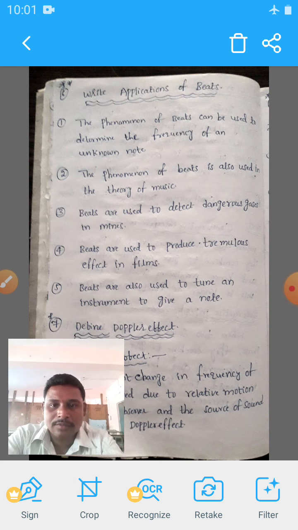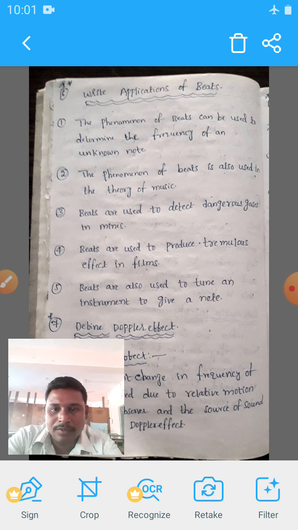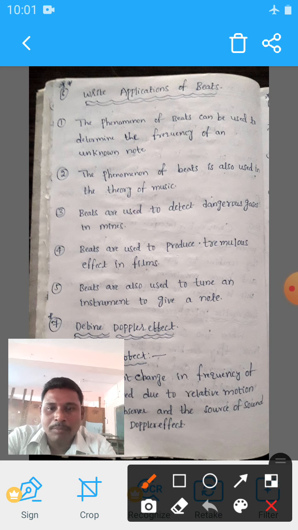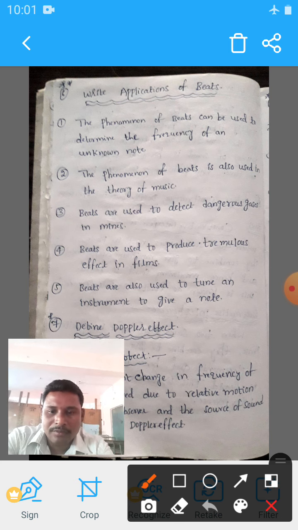The first one is that the phenomenon of beats can be used to determine the frequency of an unknown note. What is the meaning of that? Using the beats phenomenon, we can find the frequency of an unknown note. If you know one note's frequency, then we can automatically find the second one also. How can we find the second frequency? By using the beats concept, which we already know very well.